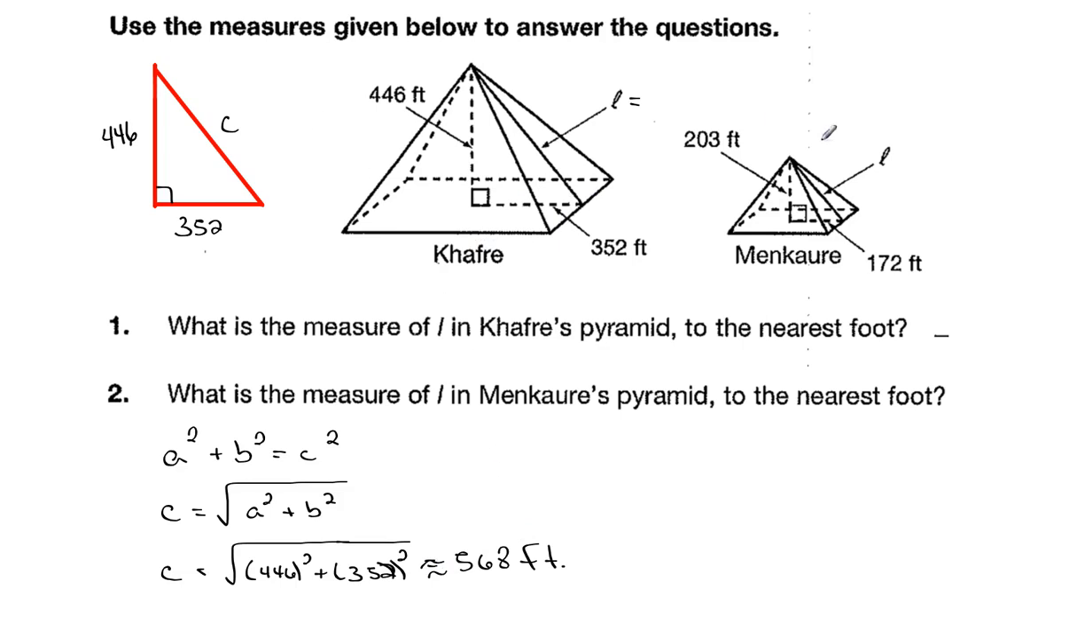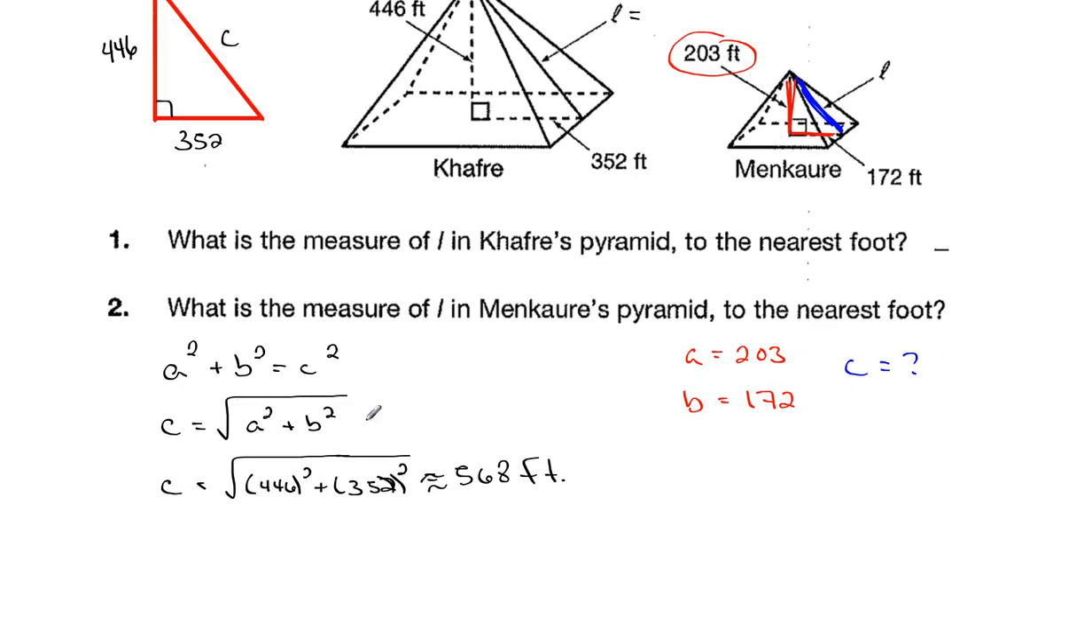So number 2, what is the measure of Menkaure's pyramid? So we have another right triangle here. My A is this leg here, so A is equal to 203 feet. My B is this leg here, which is equal to 172 feet, and my C is the unknown here in blue. That's my C, my hypotenuse, which is unknown.